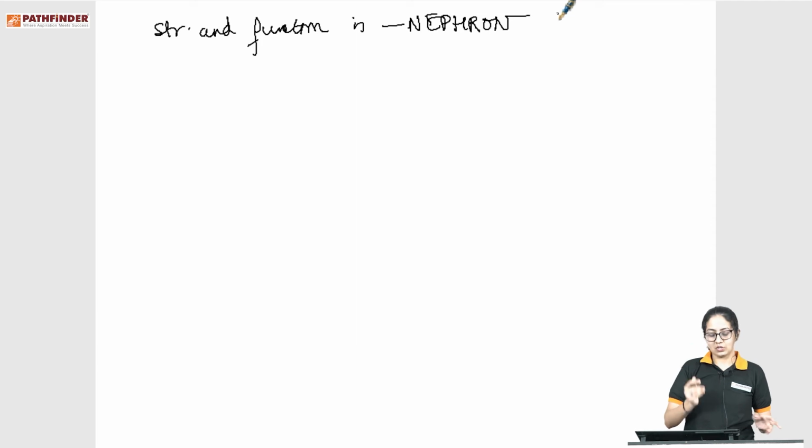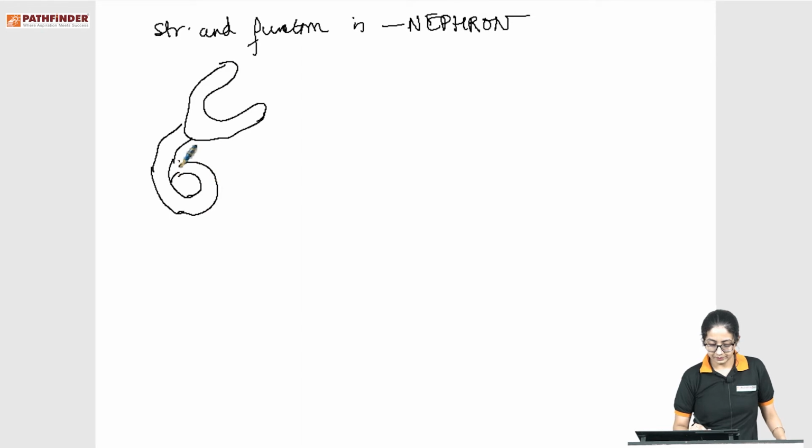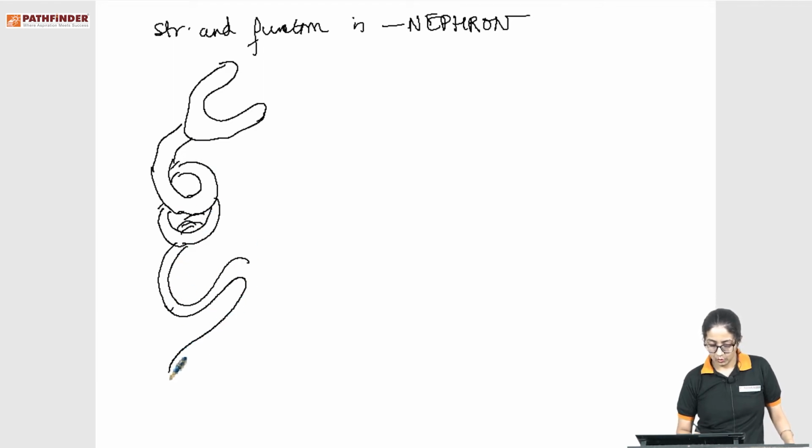You look at each of the structures, and if you draw the Bowman's capsule, then go on to draw the convoluted tubules. While you are drawing the convoluted tubules, the way I am drawing it, it is not necessary that you follow the same pattern. Just mention that the convolutions should be there. The convolutions should be present, and then you are done.